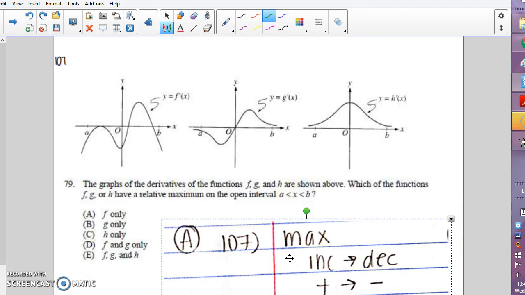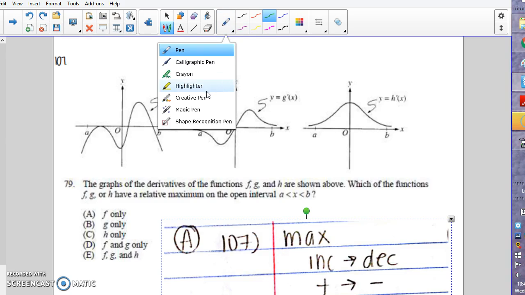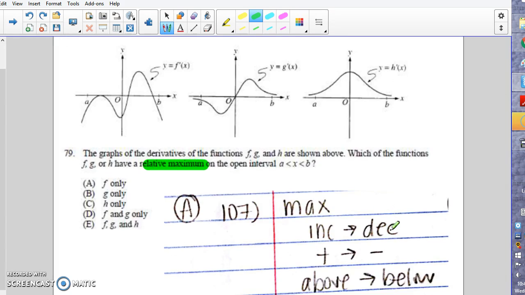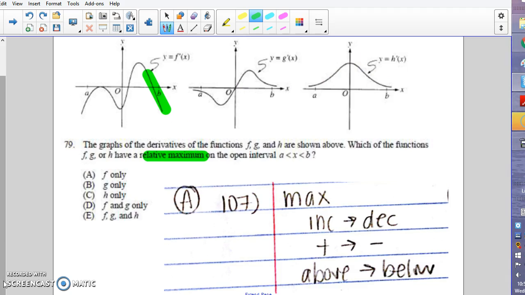This was a nice one. So these are 3 different derivatives or 3 different functions. And you want to know which one has a relative max. A max means that you have a function that went from increasing to decreasing, positive to negative, above to below, so it has to go from above the x-axis to below. This one stays above, this one goes from below to above, but that would be a local min, this one stays above the entire time. The only one that has that is f.